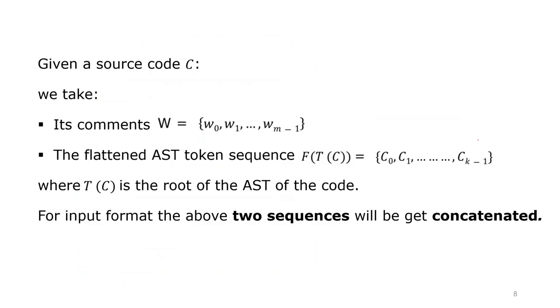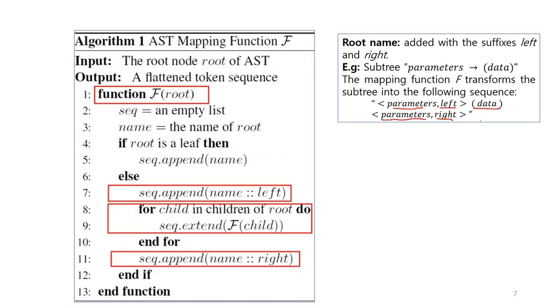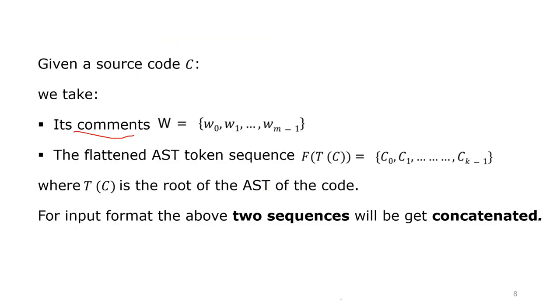Okay, I will continue. So in this module's overall process, we have a source code, assigned by C, some particular source code. The source code may have comments, and we have flattened AST token sequences that we have converted in this way. Then the input of this module is the concatenation of these two sequences: the sequence of comments plus the sequence of the flattened AST tokens.